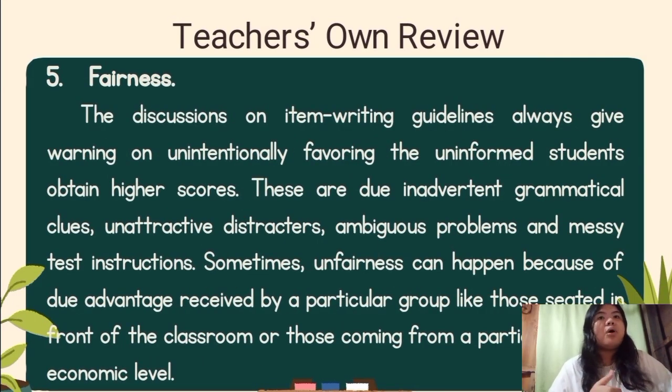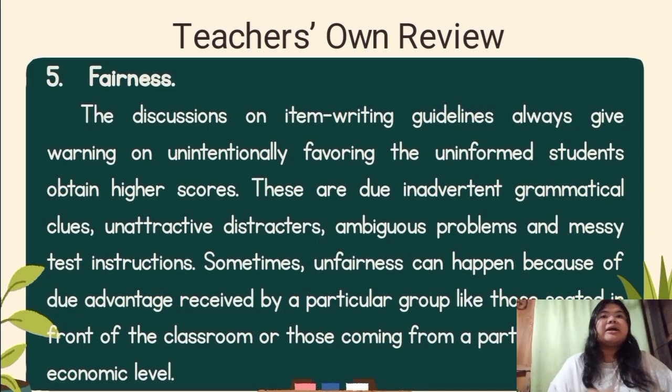So the discussions on item writing guidelines always give warning on unintentionally favoring the uninformed students to obtain higher scores. These are due to inadvertent grammatical clues, unattractive distractors, ambiguous problems, and messy test instructions. Sometimes unfairness can happen because of undue advantage received by a particular group, like those seated in front of the classroom or those coming from a particular socioeconomic level.